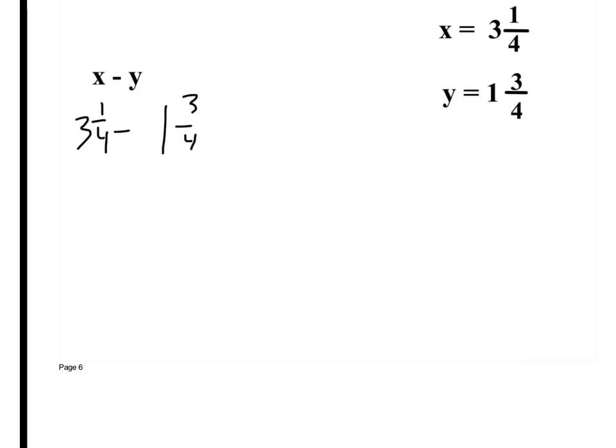So let's do improper fractions first. 3 times 4 is 12. 12 plus 1 is 13. 1 times 4 is 4. 4 plus 3 is 7. What's 13 minus 7?